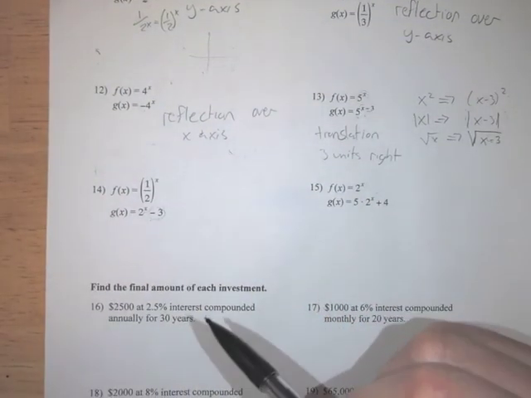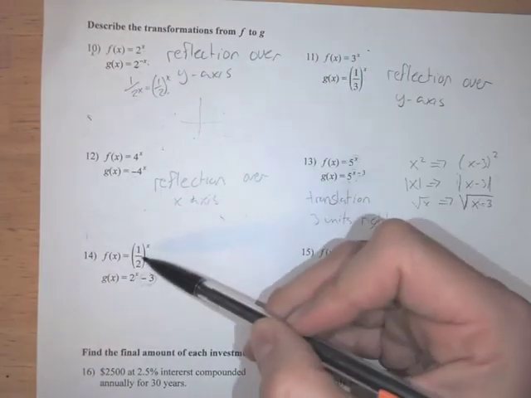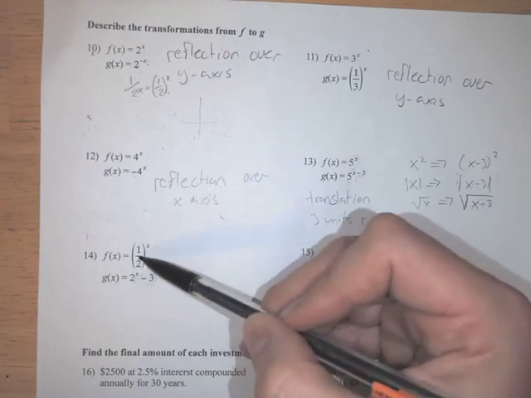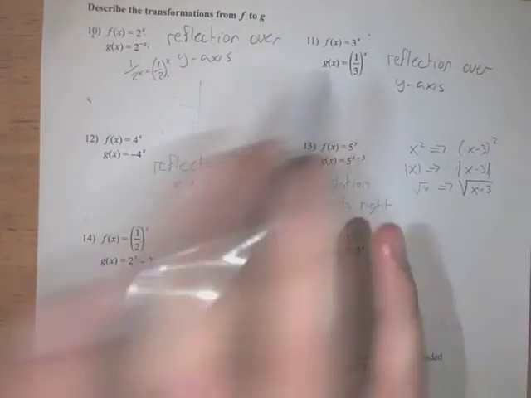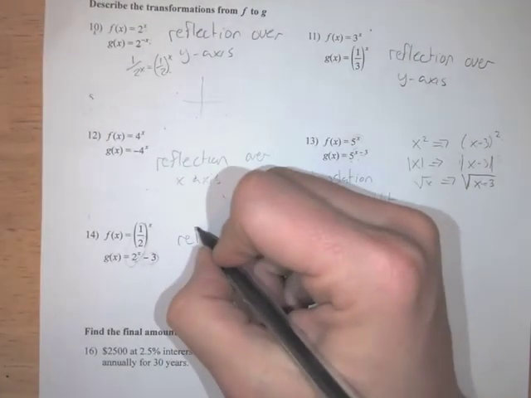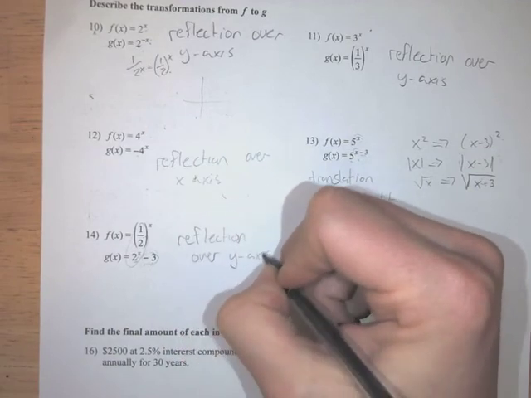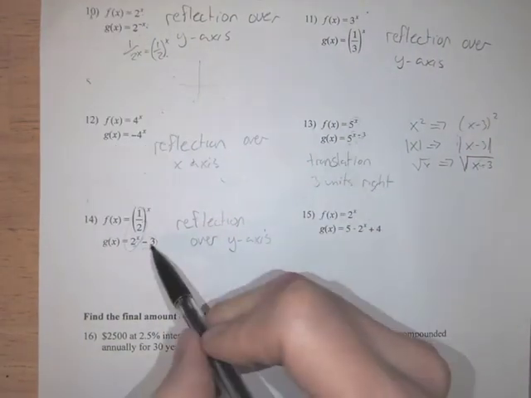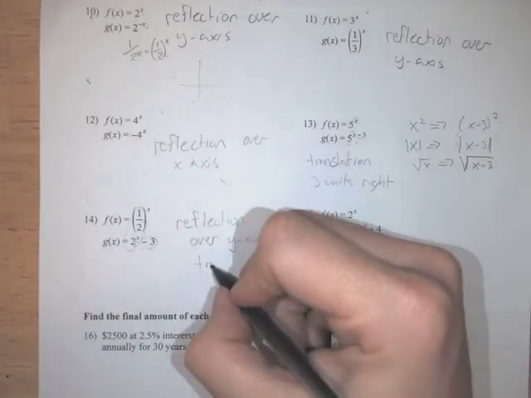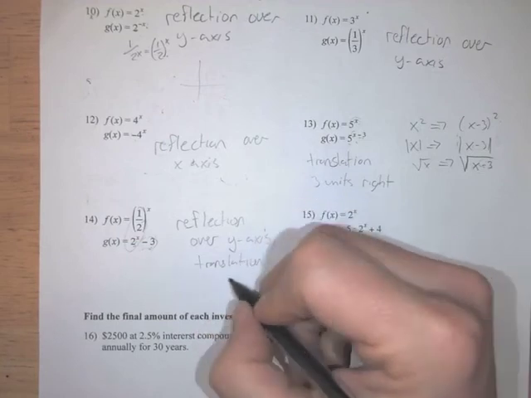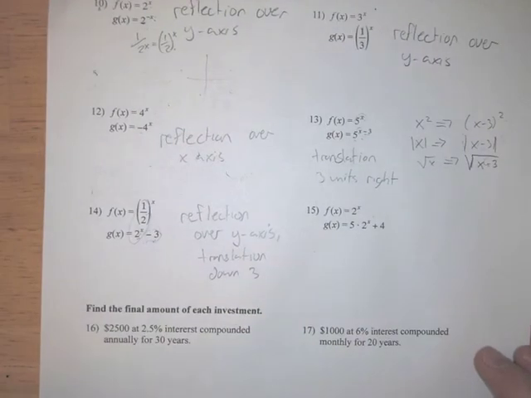The other thing we have going on is this situation, right? 2 to the x going to 1/2 to the x, or 1/2 to the x going to 2 to the x. So this piece, just because this is a 1/2 and this is a 2, that's going to be a reflection over the y-axis again. Okay, but after that, we're also translating. So there's actually 2 transformations going on in here. Translation down 3. So there's a couple things going on there.